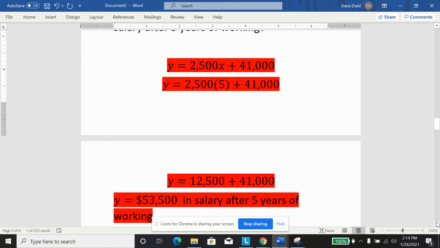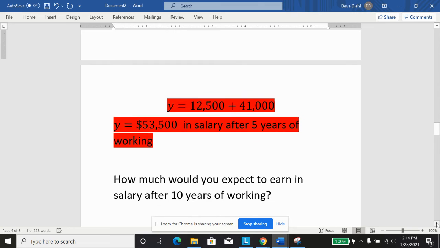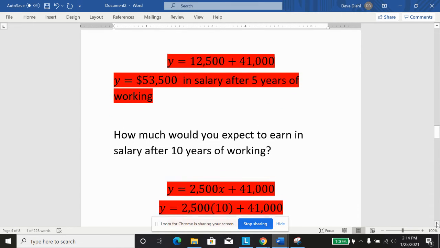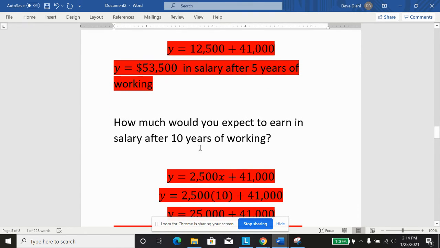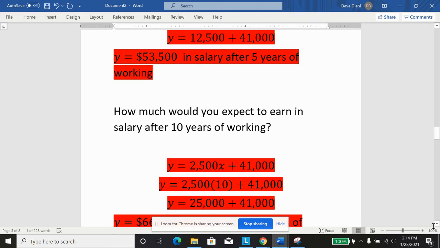Well, what if we wanted to predict after 10 years, what can I expect my salary to be? Well, what would you do with 10? You would plug in 10 for X, because X is the number of years worked. Then you would follow order of operations. 10 times 2,500 is about 25,000. Then you add, that means you increase 25,000 from what you started at, which is the 41,000.